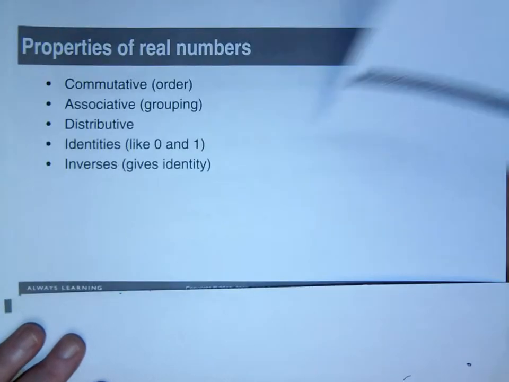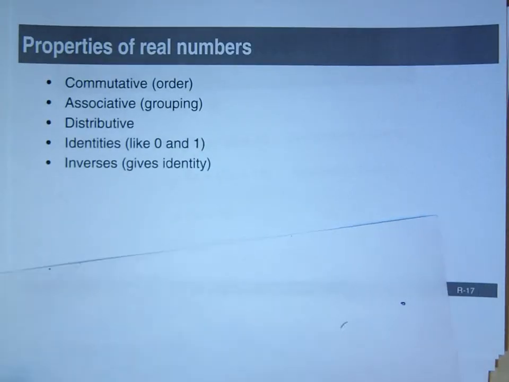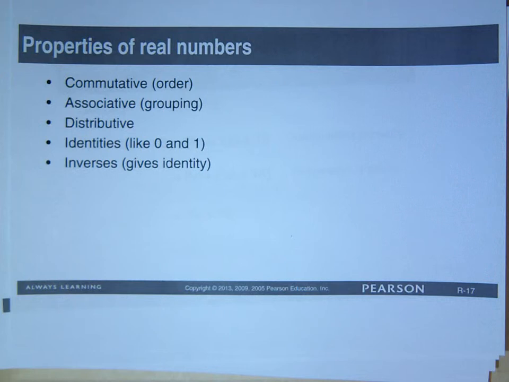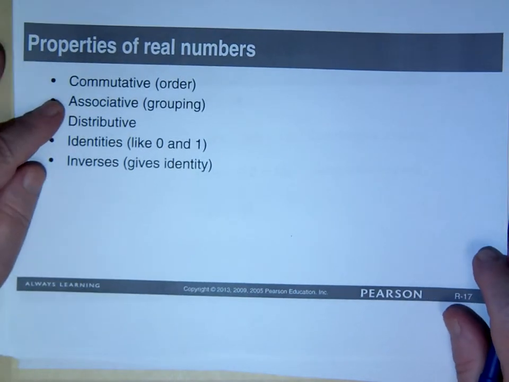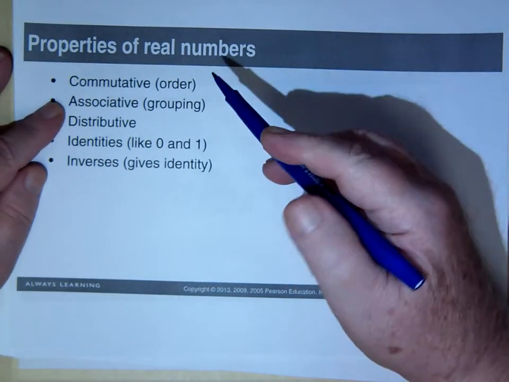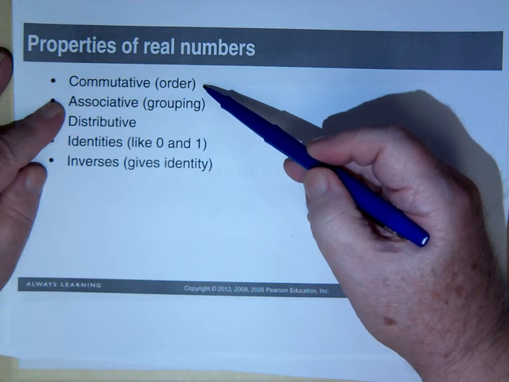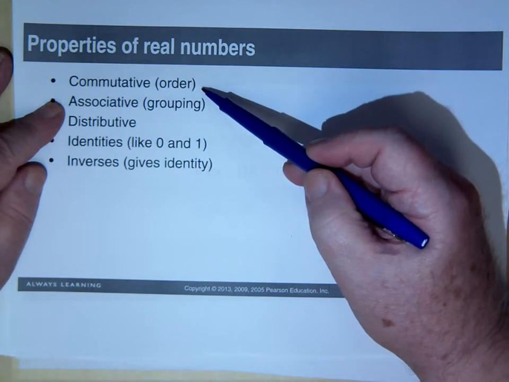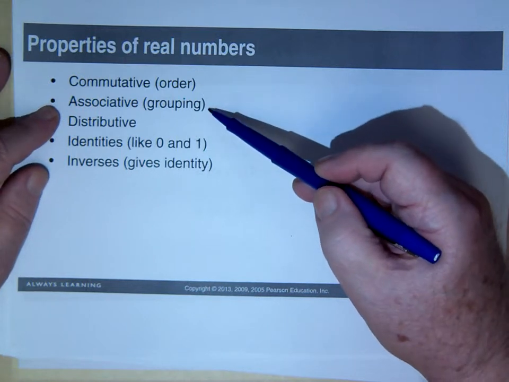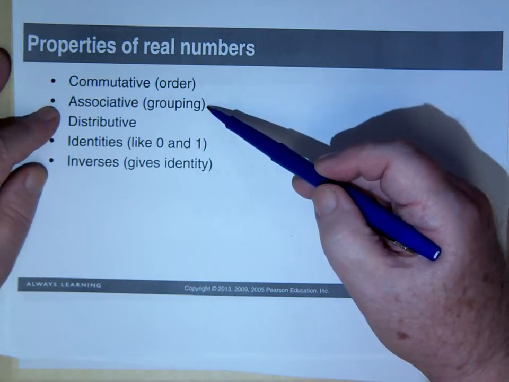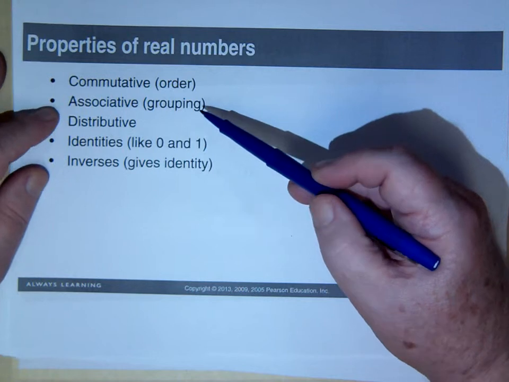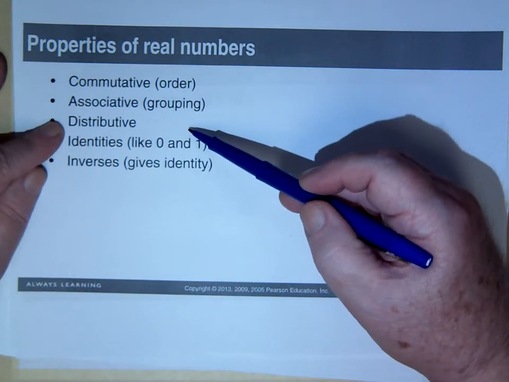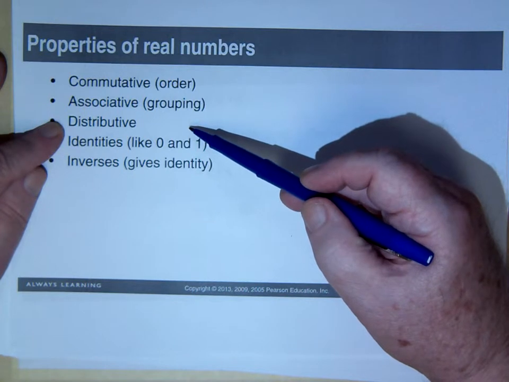Now we do have properties of real numbers, and we're going to talk a little bit about those. Some of the properties are called commutative. That involves order. Sometimes you can change the order, sometimes you can't. 5 minus 4 is not the same thing as 4 minus 5, but 4 plus 5 is the same thing as 5 plus 4. Associative has to do with grouping. Sometimes you have associative properties, sometimes you don't. There are distributive properties. For example, multiplication distributes over addition. We'll talk a little bit about that.